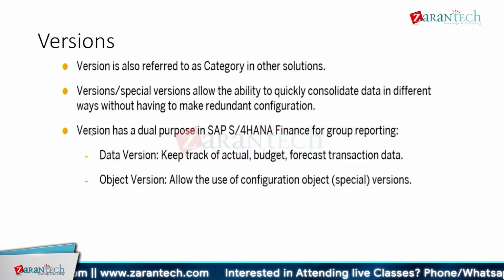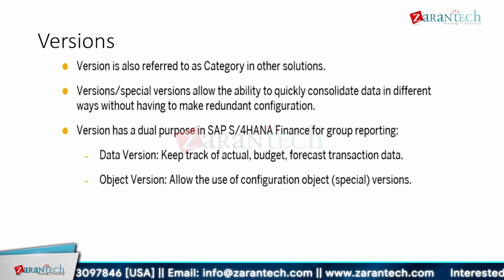Okay. So I was talking about the data version. What is this object version? Object version allows you to use the configuration object of a special version. See, in one version you brought the data. After that, you have to do a lot of activities on the data. For example, you want to do a translation. You want to consolidate it. All that is done with respect to your requirement. That is where special versions are used.